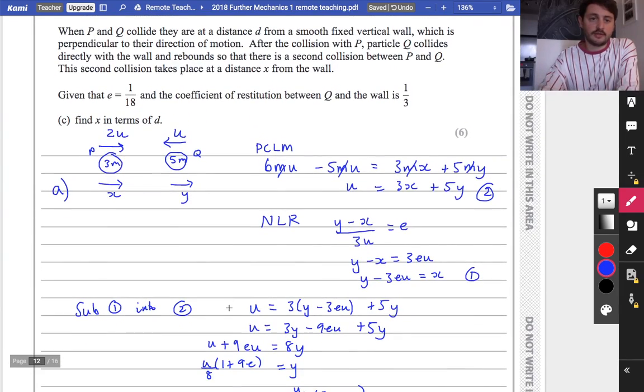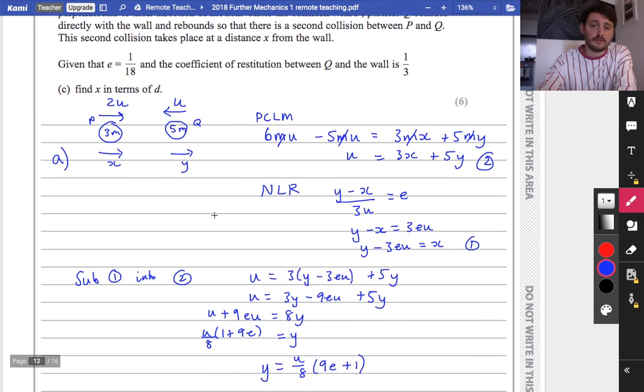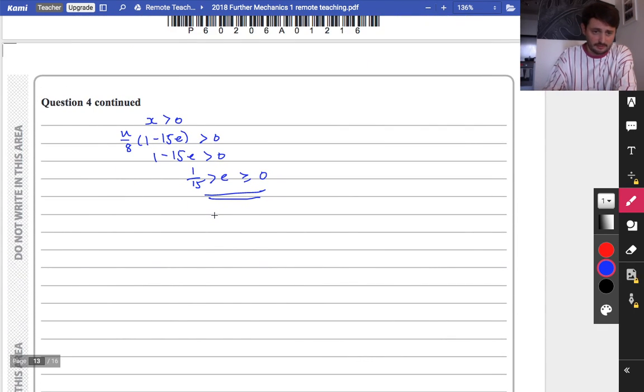This is where things get interesting. When P and Q collide, they are at a distance d from a smooth fixed vertical wall, which is perpendicular to the direction of motion. After the collision with P, particle Q collides directly with the wall and rebounds, so there is a second collision between P and Q. This second collision takes place at a distance x from the wall. Given that e equals 1 over 18, and the coefficient of restitution between Q and the wall is a third, find x in terms of d. Okay, I've done some videos on these before, so hopefully you'll be alright with this.